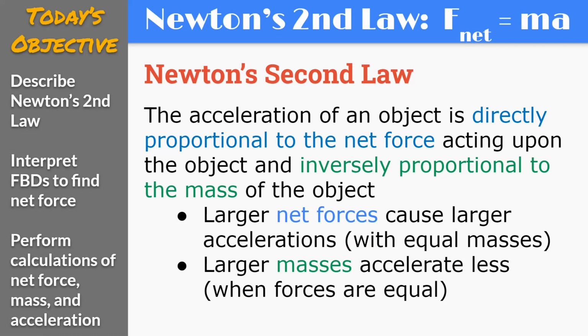All right, so again, Newton's second law, talked about it a lot. It states that the acceleration of the object is directly proportional to the net force acting on the object and inversely proportional to the mass of the object. So larger forces cause larger accelerations with equal masses. We're not dealing with that here, though. We're talking about a force pair, so our forces are the same size. But look at that second bullet point. Larger masses accelerate less when forces are equal. We're talking about equal and opposite forces. Larger masses accelerate less when you have equal forces. And the opposite's also true. Smaller masses accelerate more.